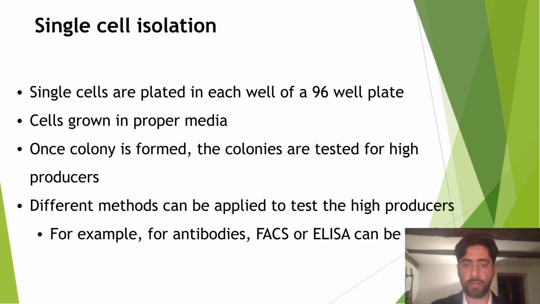Now, those colonies are then screened for the high producers, which will produce a high amount of your protein in question. And then that high producer can be tested using different methods, for example, FACS or ELISA, if you want to test for antibodies, or if you're producing antibodies.